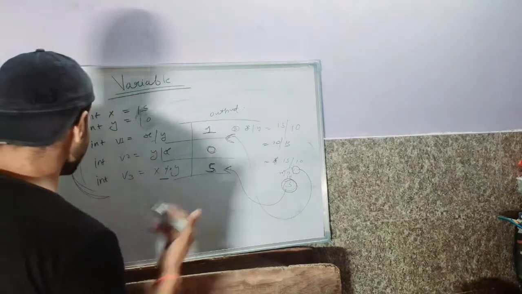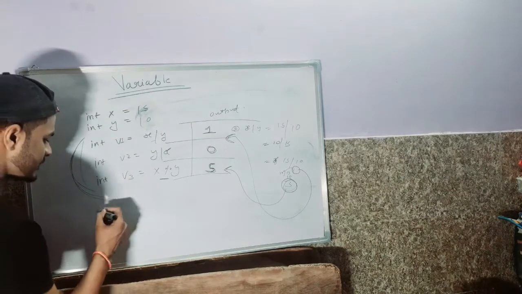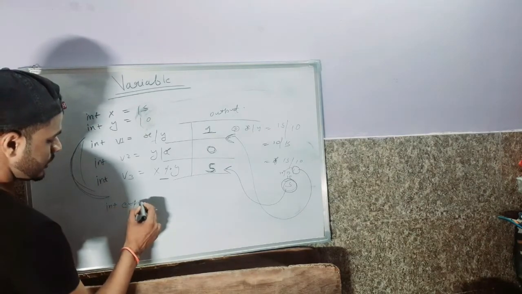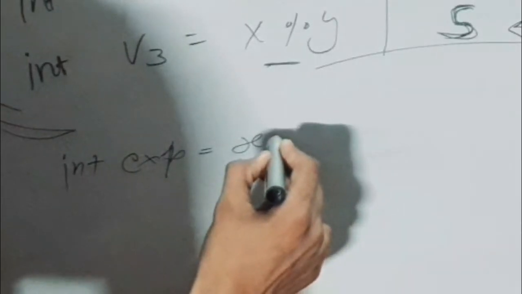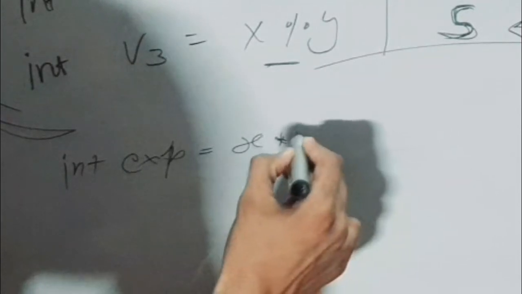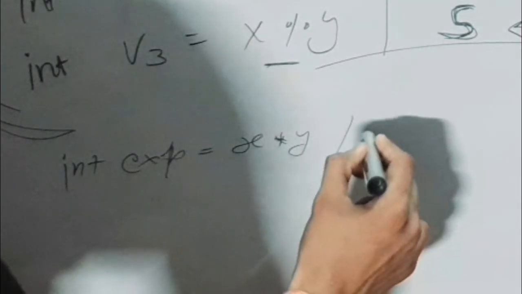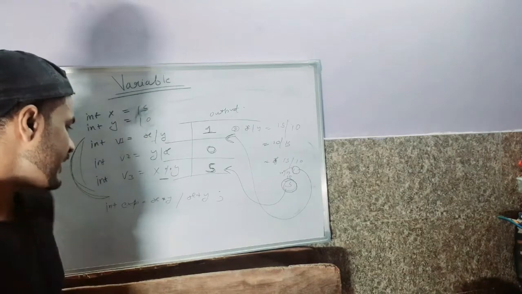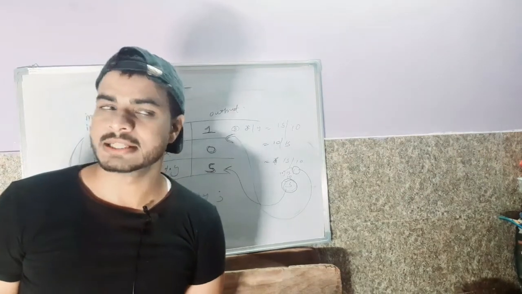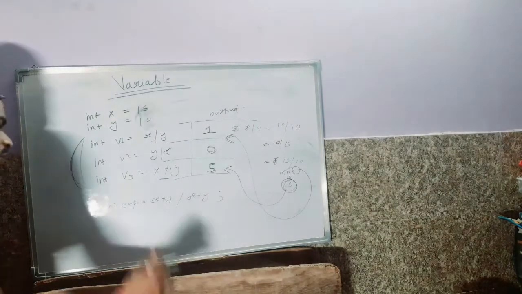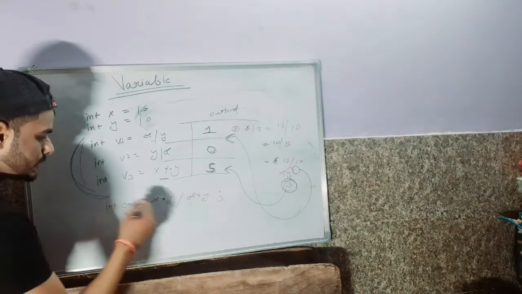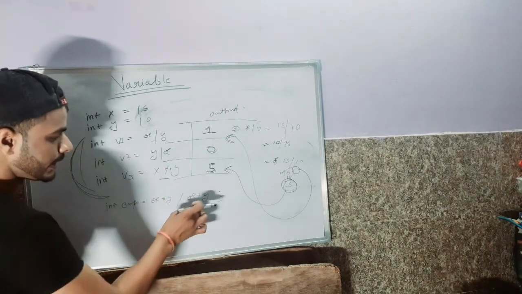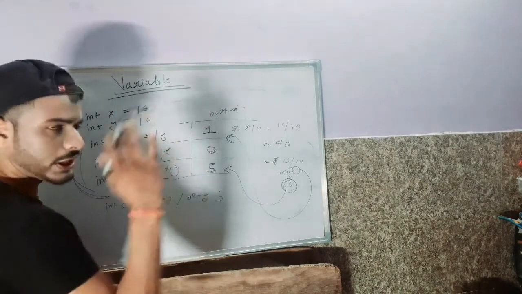So let's do another question, like integer expressions: x multiply by y and divide by x plus y. Now the question is, is there any BODMAS rule? The answer is no, there is no BODMAS rule. If we run this code, it simply does multiplication first, then division, then addition, and the result will be whatever it is.